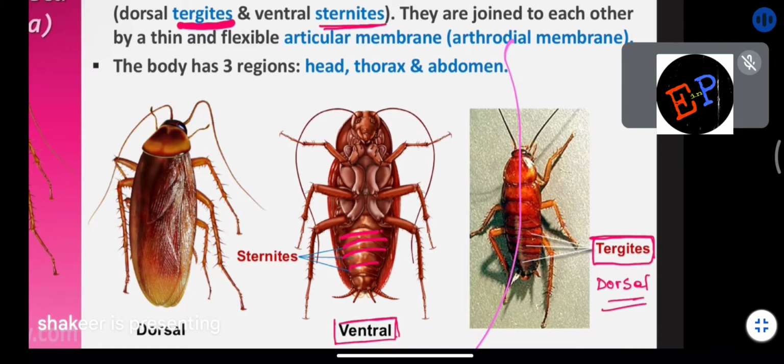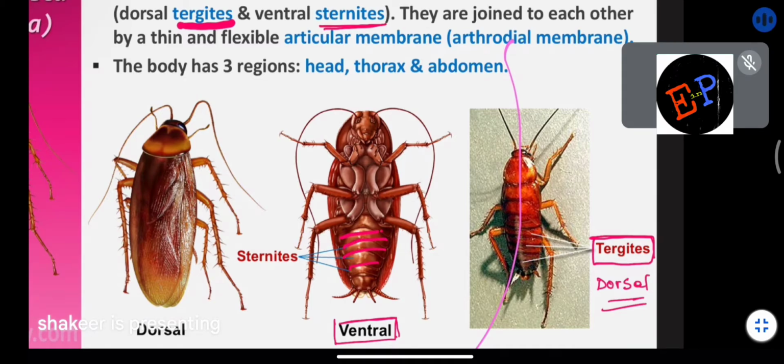So tergites are present on which side? Tergites are present on the dorsal side, that is on the back side, and sternites are present on the ventral side, that is on the front side. They are joined together by a thin and flexible articular membrane, which is also called arthrodial membrane. Are you able to understand these tergites and sternites?